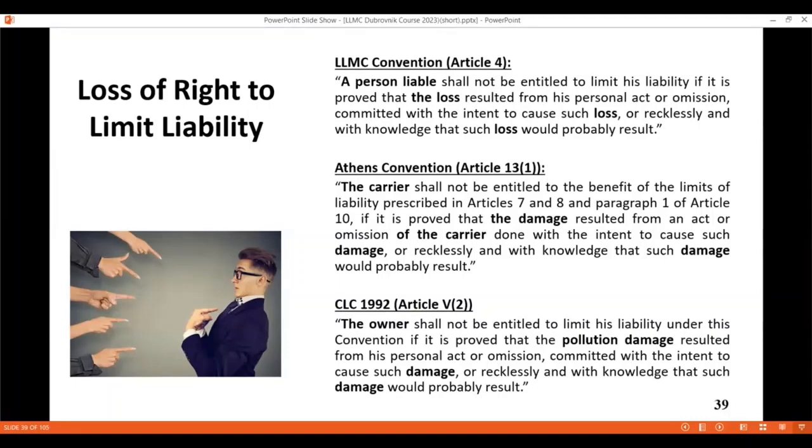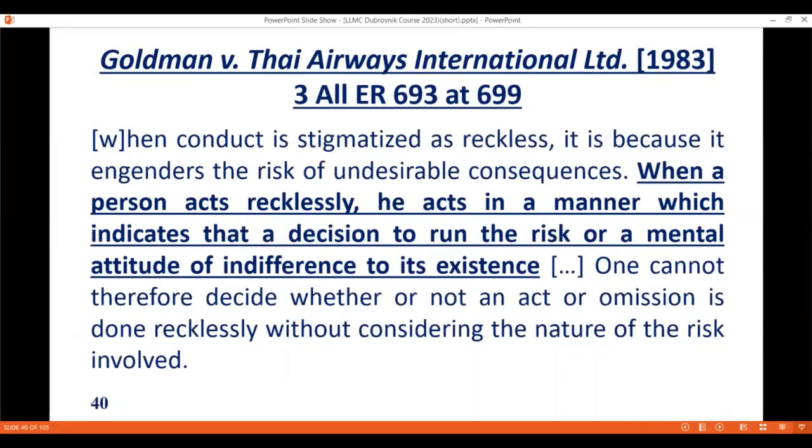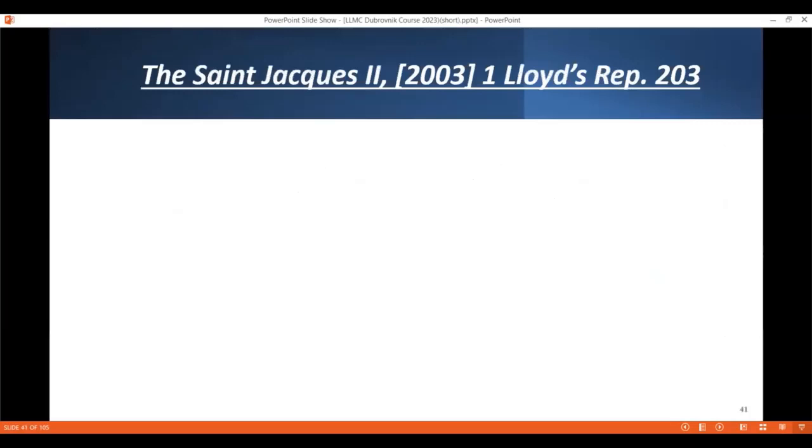Still, courts were finding a lot of circumstances in which limitation of liability would be lost. Intent is very difficult to prove, but recklessly, they were saying, is if you act in a manner which indicates a decision to run the risk or a mental attitude of indifference to its existence. French courts, there are a lot of examples, were breaking the right to limit left, right, and center, and the English lawyers were quite upset, and said that the French didn't know what they were doing.